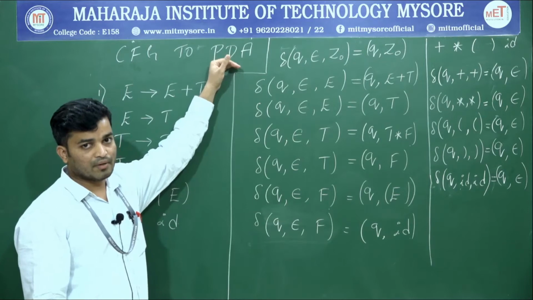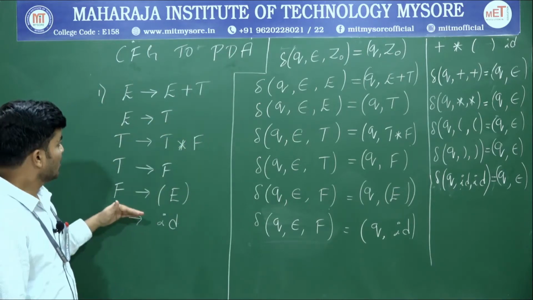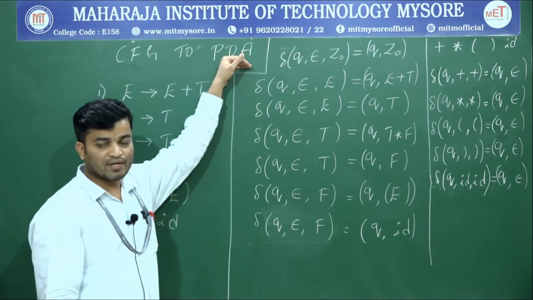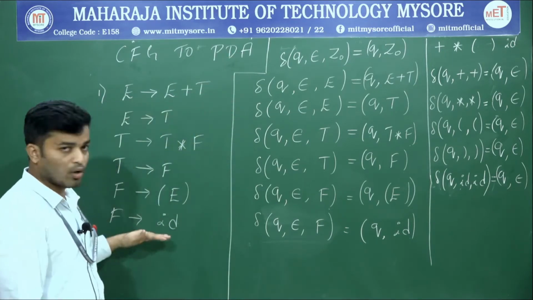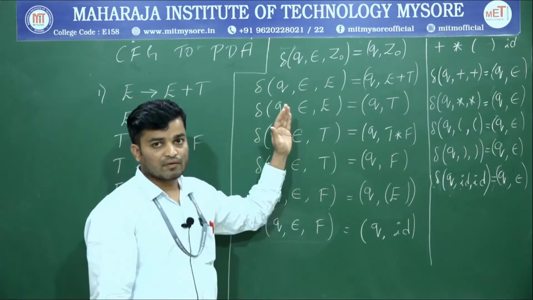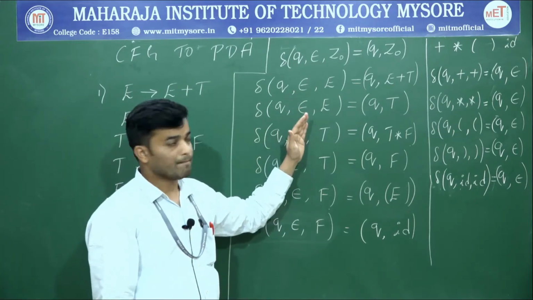The steps are simple. First they will give a grammar. In the PDA we have two operations: one is push, and the other is pop. First write down the grammar properly. Next we are supposed to write a transition function for the PDA.